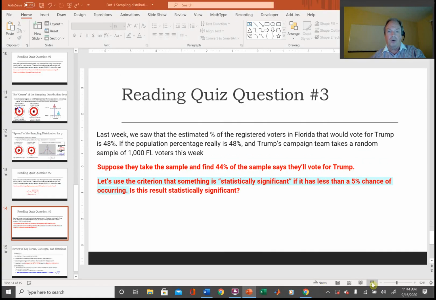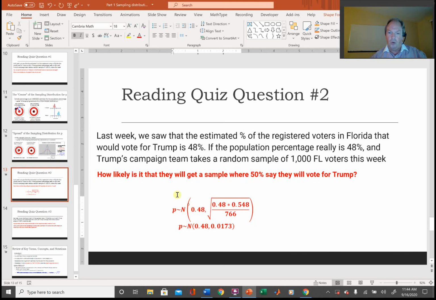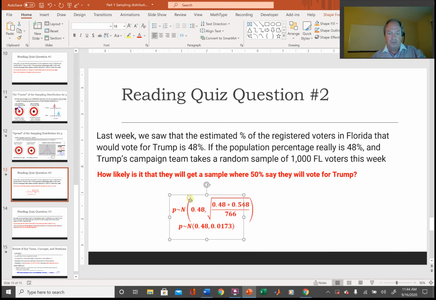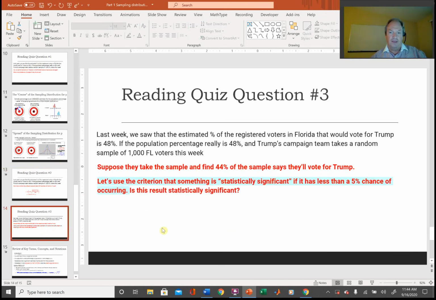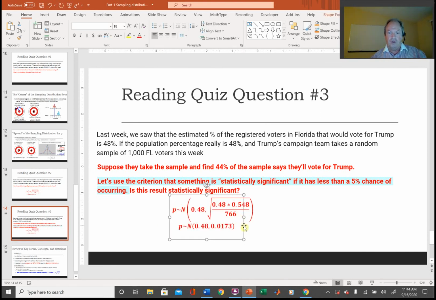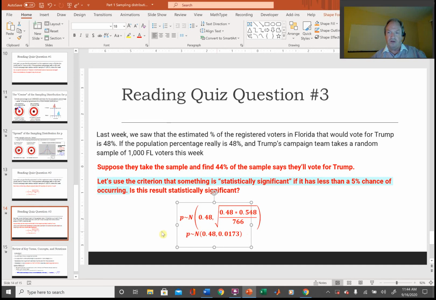So what we want to do here is we're working with the same population. So I want to take this population right here. And for this population, for this normal distribution, I want to compute the percentile of 44%. And I want to find out if it's less than 5%. Okay, good. So take a minute and do that.